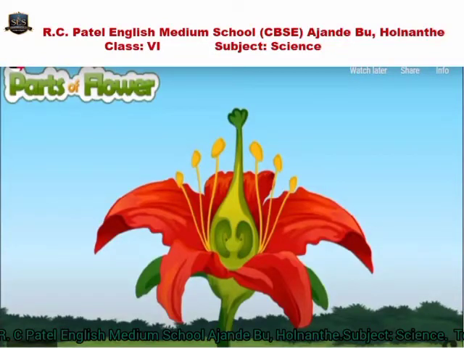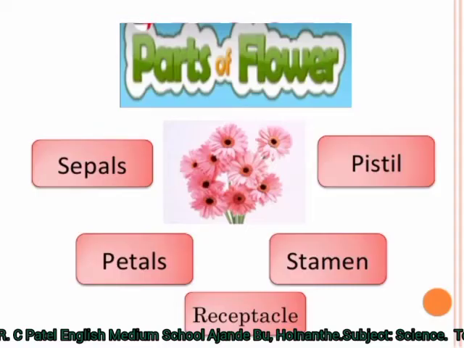Hello students, in this module we are going to learn about the structure of a typical flower and the parts of flower. A typical or complete flower is one which has sepals, petals, stamen and carpel.